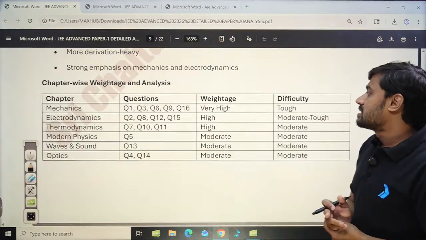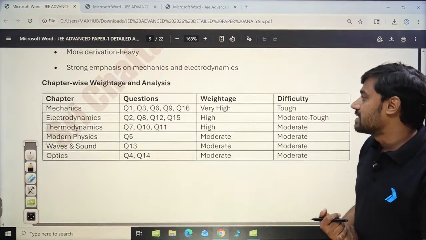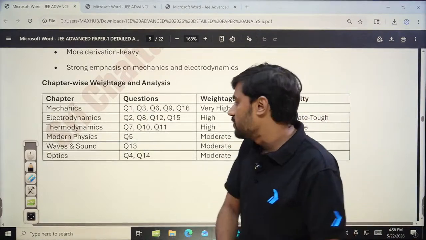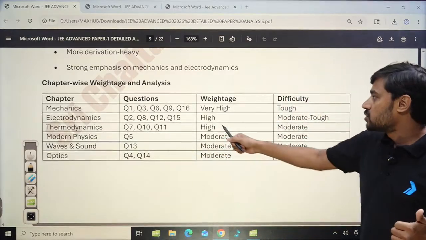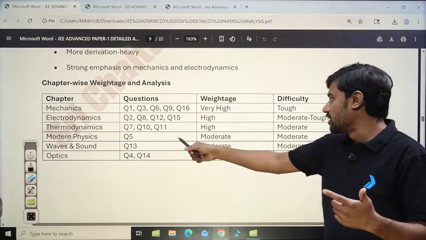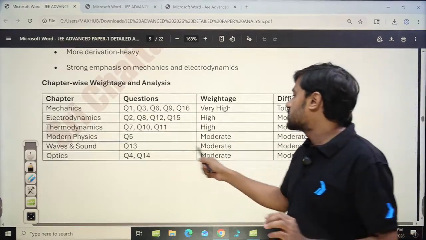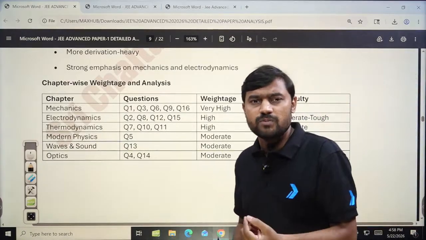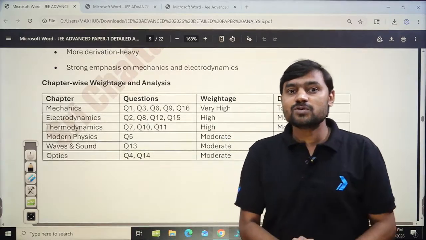From electrodynamics, here were 2, 8, 12 and 15. From thermodynamics, 7, 10 and 11. From the weightage point of view, electrodynamics has a high weightage. Also thermodynamics contains high weightage. Modern physics was moderate. Wave and sound was moderate. Optics was moderate. Yes, there was one question in paper 1 from optics, from the power. That was literally an easy question.